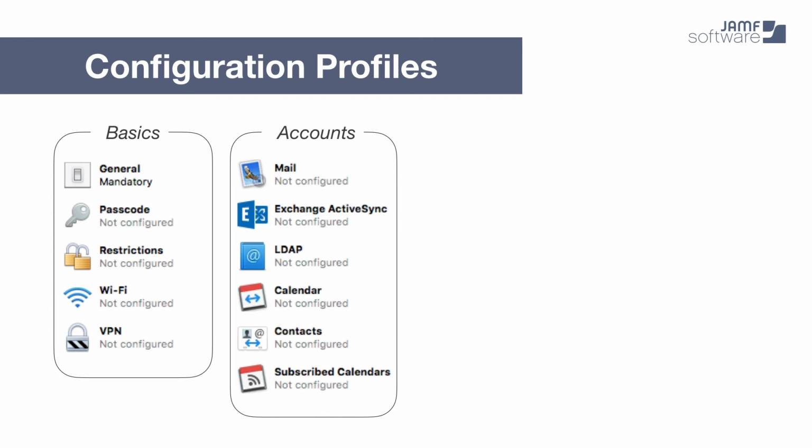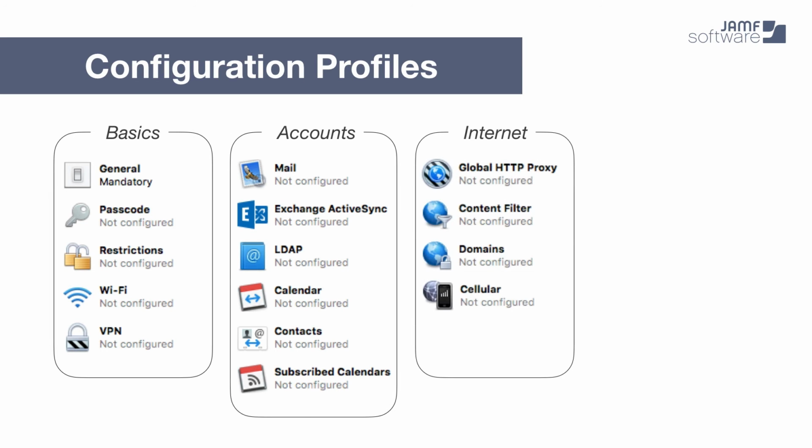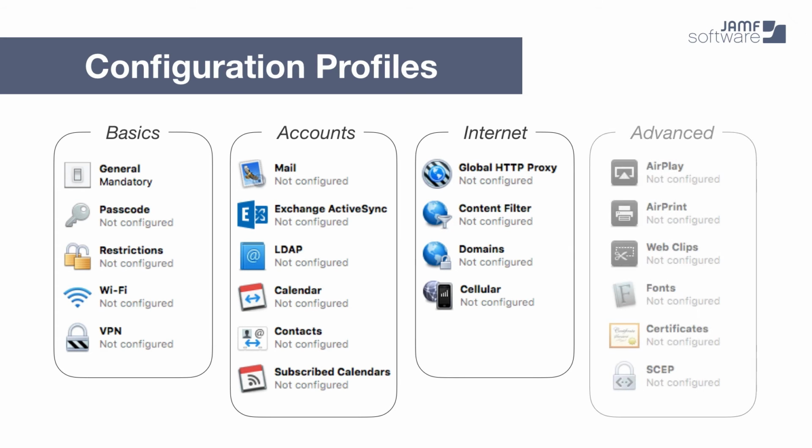If you're deploying email accounts, there's a really easy way to configure the email server settings using these profiles here. Whether you're using a POP or IMAP or Exchange server, you can pre-populate those server settings so that all the user needs to do is enter in their username and their password, and all those server settings are automatically configured for them. There's some things you can do with proxies and filters and domains. And they've got some advanced settings too, such as configuring AirPlay or putting web clips on the device.